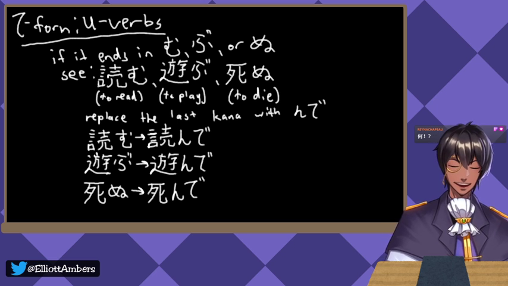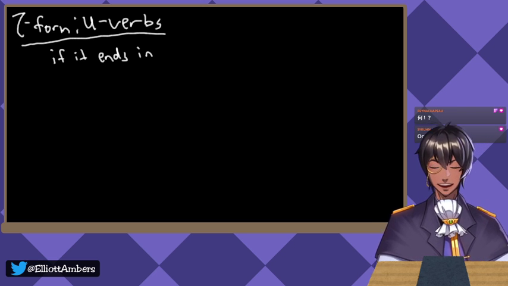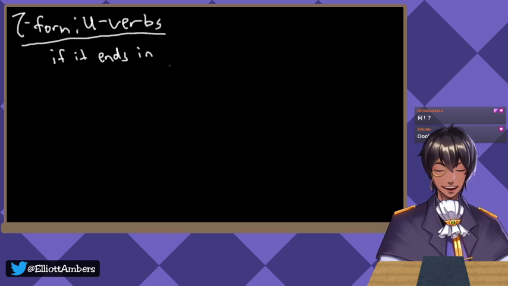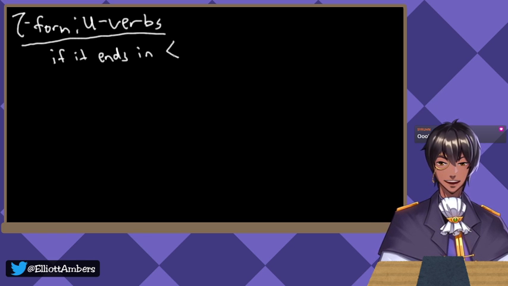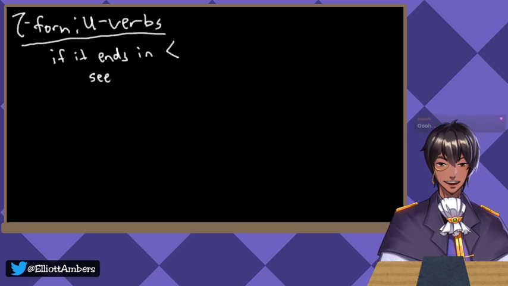Alright, so the next conjugation. These next conjugations actually are going to be very specific. So if the verb ends in the character ku, see, this is to write. This is kaku, to write.